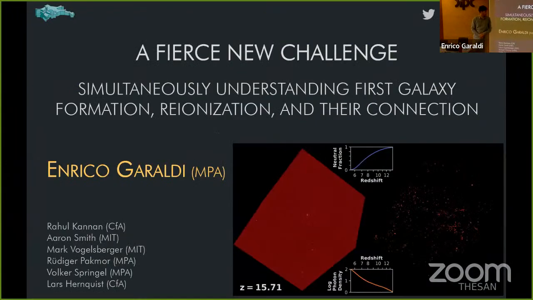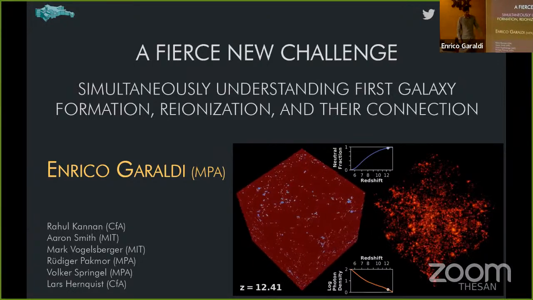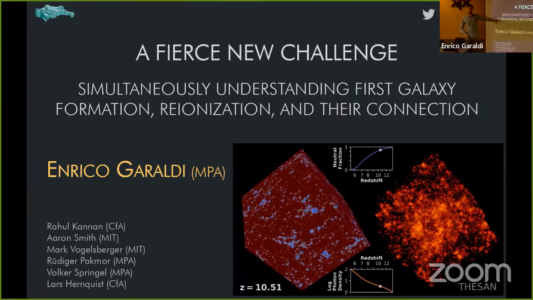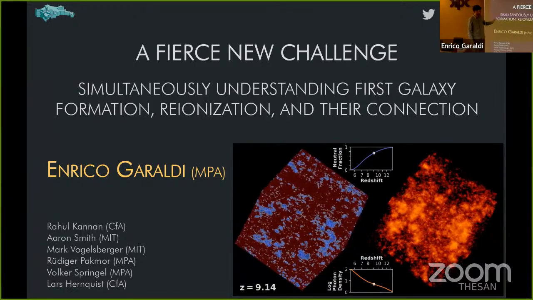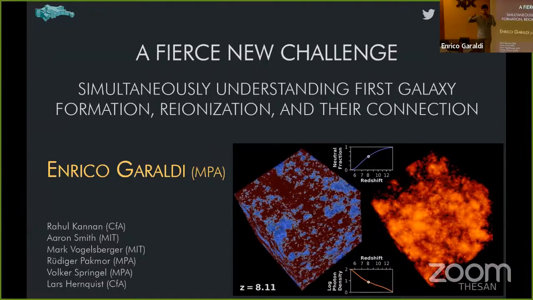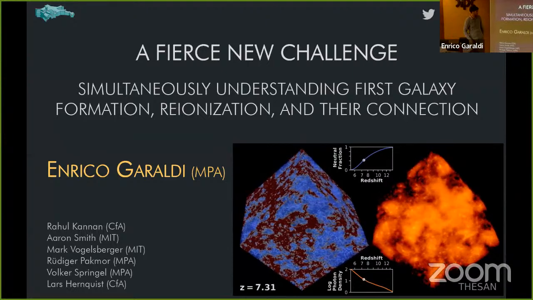Today, I'm going to focus on something called the Thesan simulation that I developed together with Raoul Cannon and Aaron Smith in the past four years. I'm going to briefly introduce it, but focus on my main science interest in this simulation in this epoch, which is how we can connect the large scales of cosmic reionization with the small scales of galaxy properties.